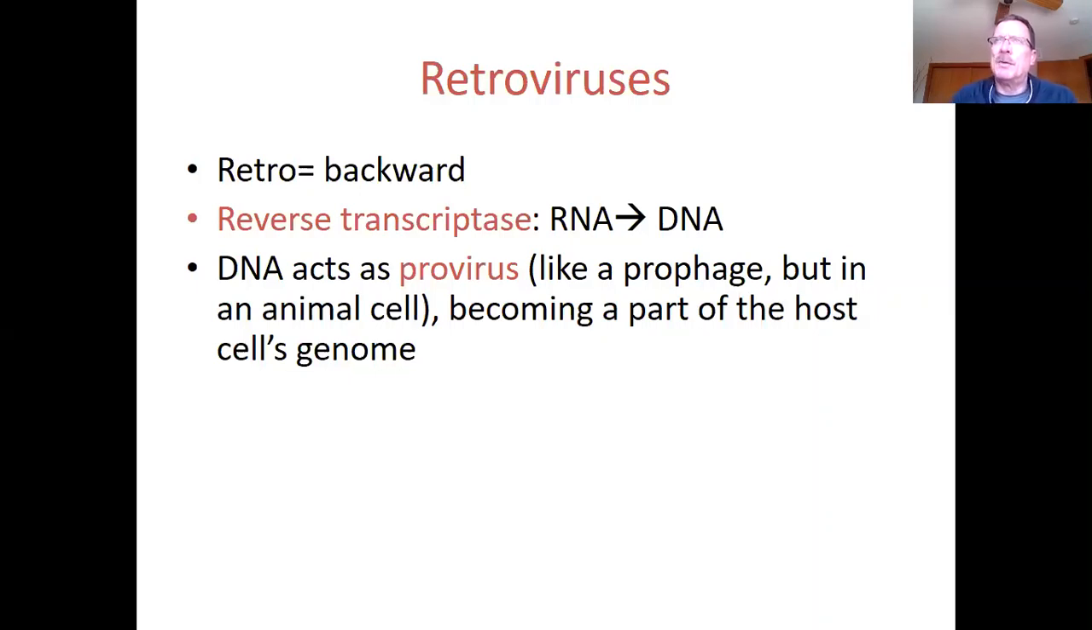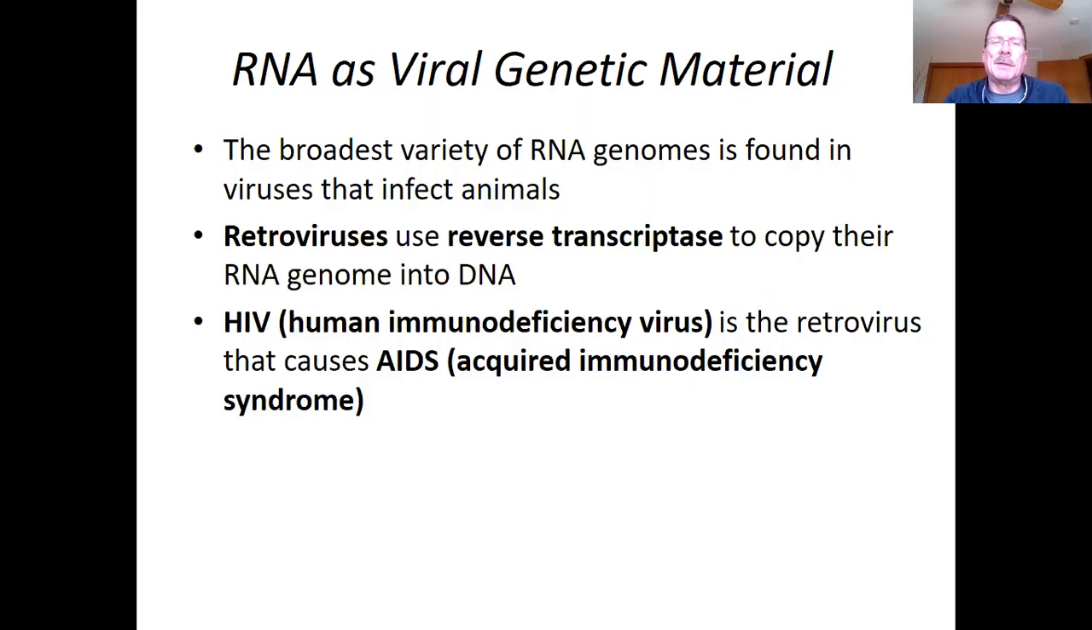And this is what I wanted to allude to earlier when we were talking about prophage versus reverse transcriptase retroviruses and a provirus. The provirus is then with you forever. In bacteriophage, the prophage, as soon as the host bursts, then it's done. But you never lose the DNA in the retrovirus. Okay. So the broadest variety of RNA genomes is found in viruses that infect animals. Retroviruses use reverse transcriptase to copy their RNA into DNA. Okay, and we mentioned that HIV is a very dangerous retrovirus.